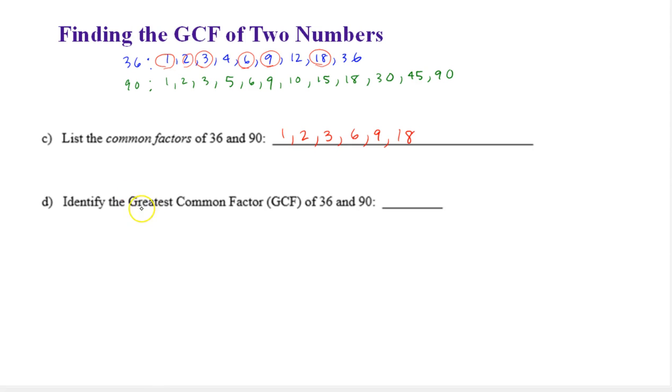We want to find the greatest common factor of 36 and 90. This is going to be very useful with fractions and simplifying. And notice the biggest number in this list is 18.